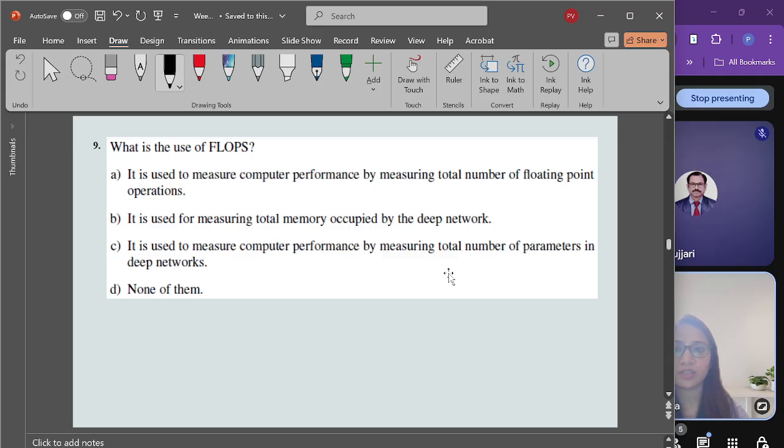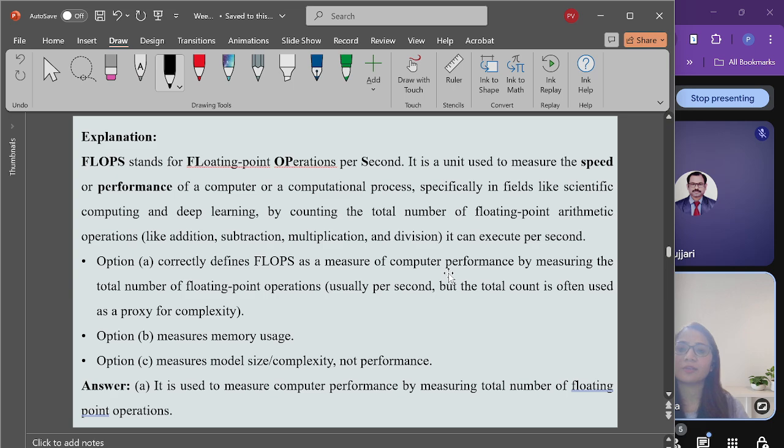Okay, so let's see the solution. Basically, FLOPs stands for floating point operations per second. That means in one second, how many floating point operations are done in the neural network. So basically, it is a unit to measure the speed or performance of a computer or computational process, specifically in the field of scientific computing and deep neural networks or deep learning, by counting the total number of floating point arithmetic operations, like addition, subtraction, multiplication, or division, it can execute per second.